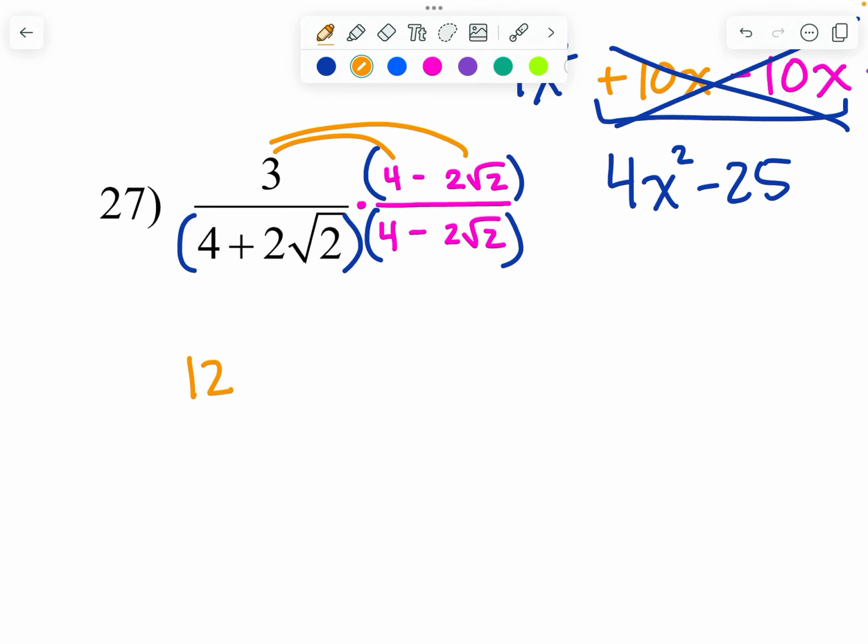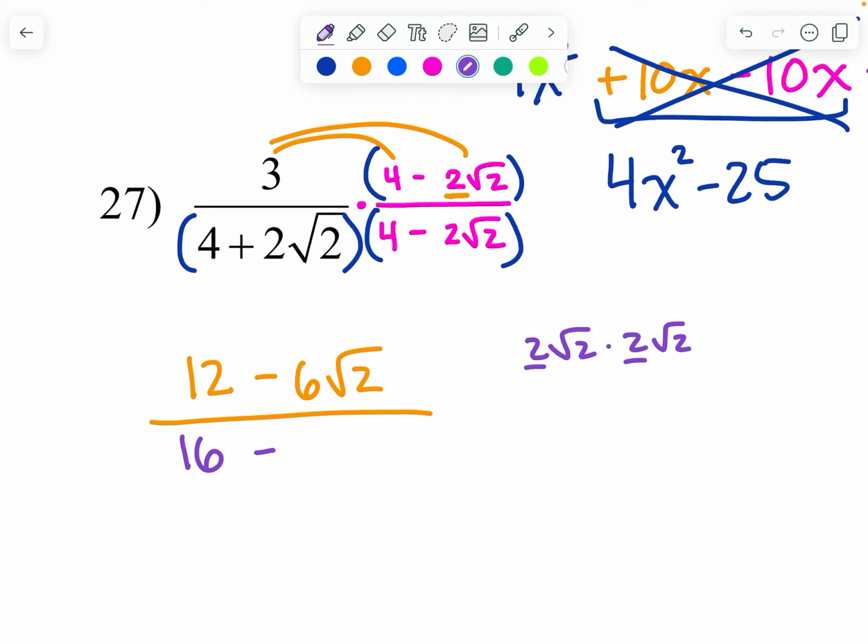On the top, I get 12. The 3 and this 2 are outside, so I get minus 6 root 2. And then on the bottom, I'm going to do my complete distributing all out. I get 4 times 4. That gives me 16. I get outside, inside, so minus 8 root 2 and plus 8 root 2 to cancel out. And then I get minus 2 root 2 times 2 root 2. Well, these 2 give me a 4. These 2 give me a root 4, which is just a 2. And so I get minus 8.